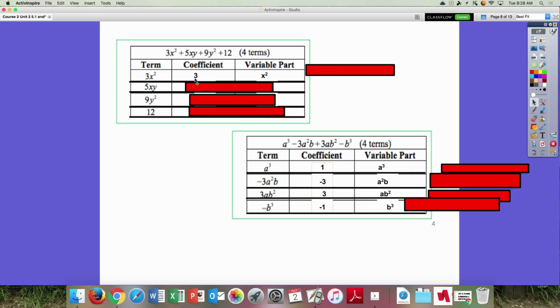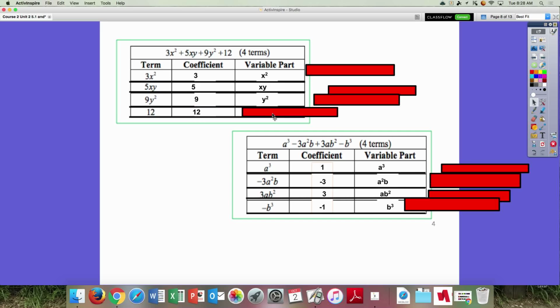Welcome back. You should have 3 for the coefficient, x squared for the variable part, 5 for the coefficient, xy for the variable part, 9 for the coefficient, y squared for the variable part, 12, the whole number 12 is the coefficient. There is no variable part, so if you left that box blank, that's perfectly fine. If you want to put none in, that's perfectly fine. So take a minute, pause the video, get that written down, and then come back with me.